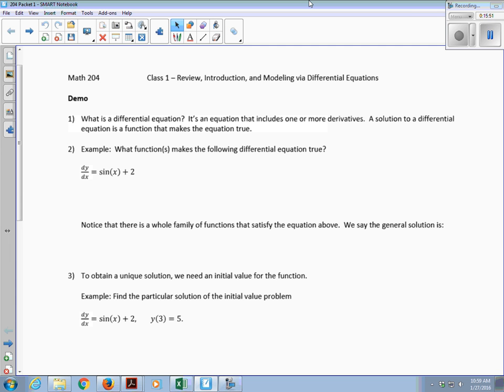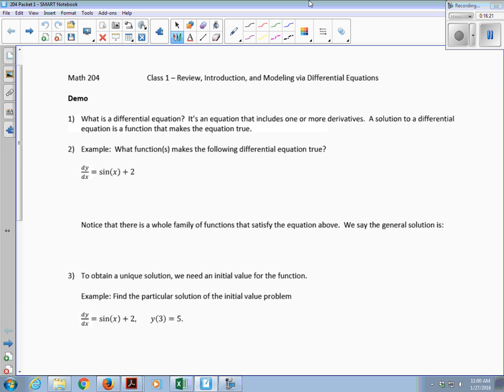Okay, so let's talk about differential equations. All right, so what is a differential equation? It's an equation that has a derivative in it, at least one derivative. So a solution to a differential equation is a function that makes the equation true. This is different than any kind of equation you've solved before because typically solutions to equations are numbers, right? But now they're going to be functions.